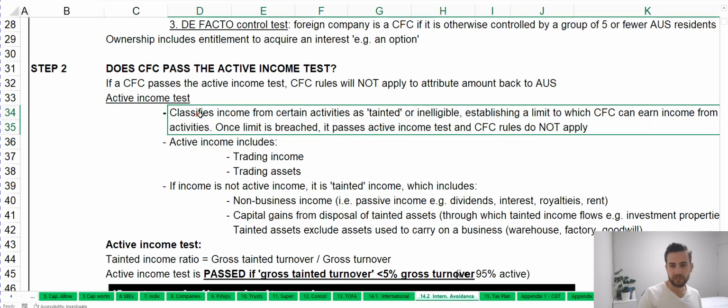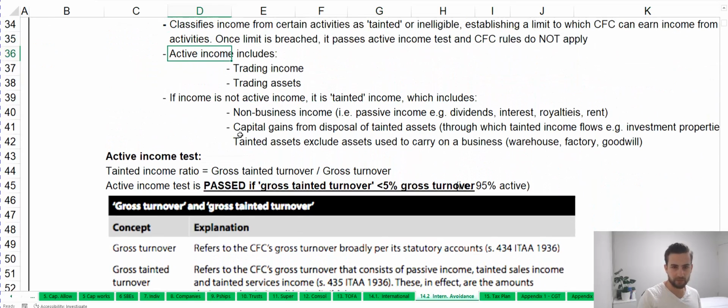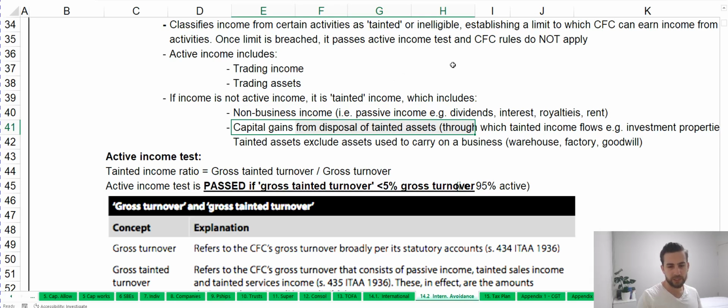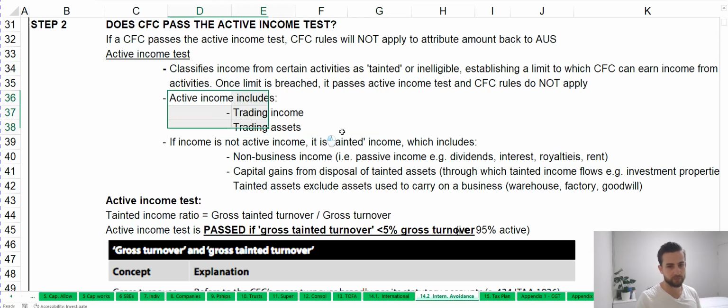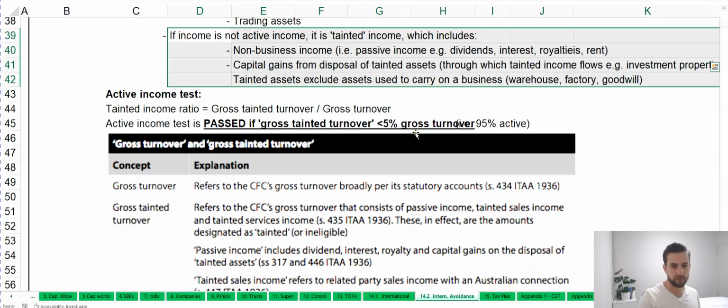So the active income test basically categorizes all sources of income as tainted or not. The tainted income is going to be non-business income, e.g. passive income: dividends, interest, royalties, rent, and also capital gains from disposal of tainted assets. Now, they specifically mentioned tainted assets here, not just capital gains in general. The reason is, Coca-Cola, for example, if they're disposing of plant and equipment, we don't want to pull this in with the non-active income. That produced active income, so the capital gain on that equipment, depending on if it's a capital gain or balancing adjustment, should be active income and not be penalized. But if you're selling shares in a company that only produced tainted income, i.e. passive income, then we want to treat that capital gain as tainted income as well.